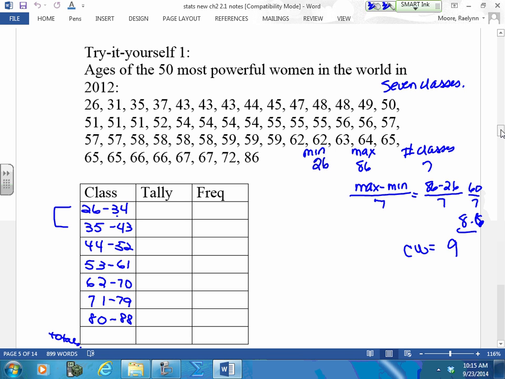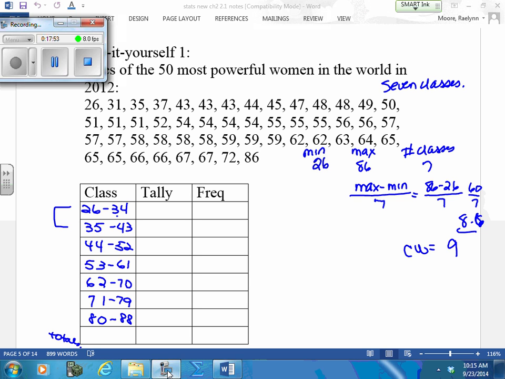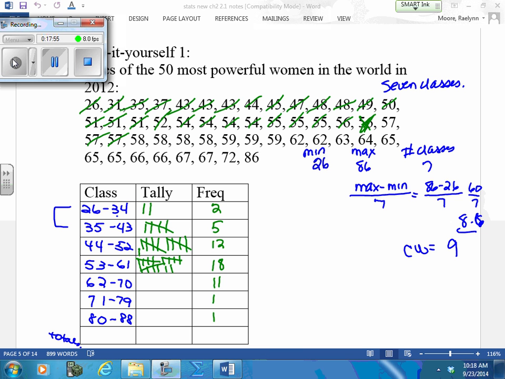Okay, so now, everybody work on the tally. See if we come up with the same. Everybody work on your tally. Alright, so put your frequencies here. You okay with your frequencies? Alright, get your retally, and now we put your frequencies here. Okay.